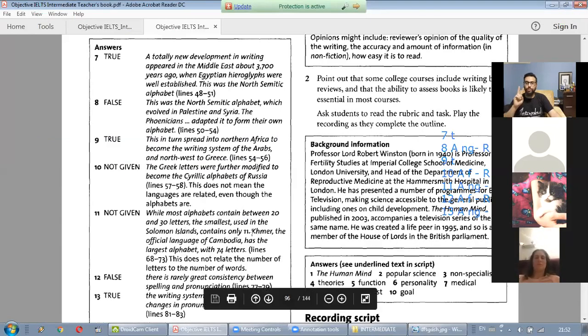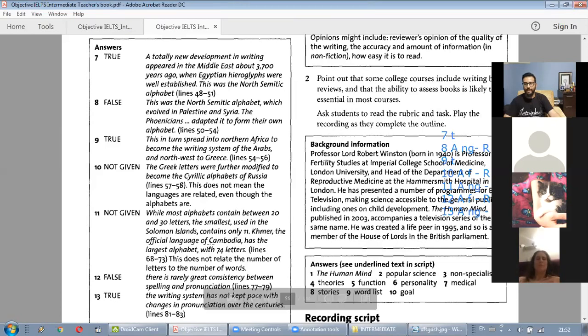They do mention 2 examples, the Khmer language of Cambodia, which has lots of letters, and the Solomon Island language, which only has 11, but there's no mention of which language has more words. See, that's the trick. They're confusing you with number of words versus number of letters here. Okay, 12.